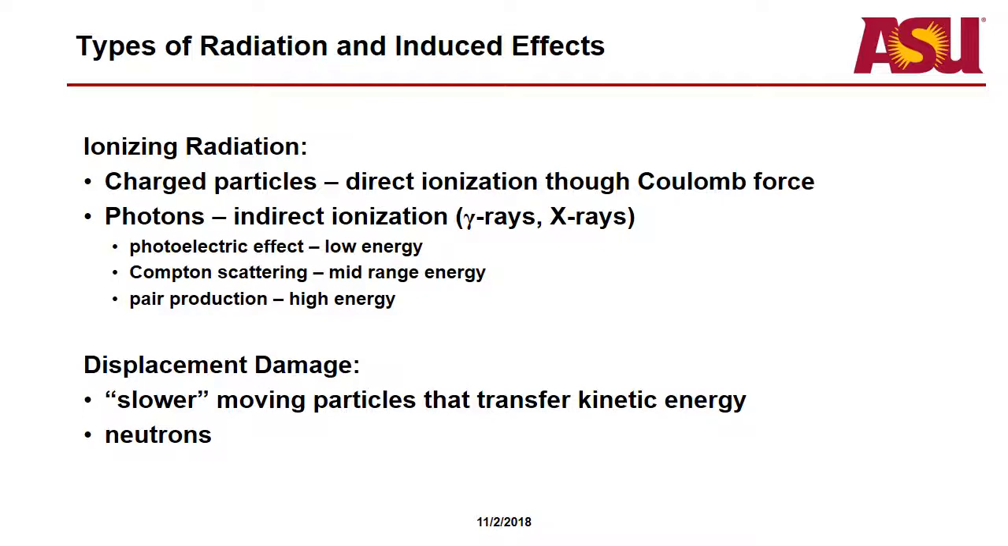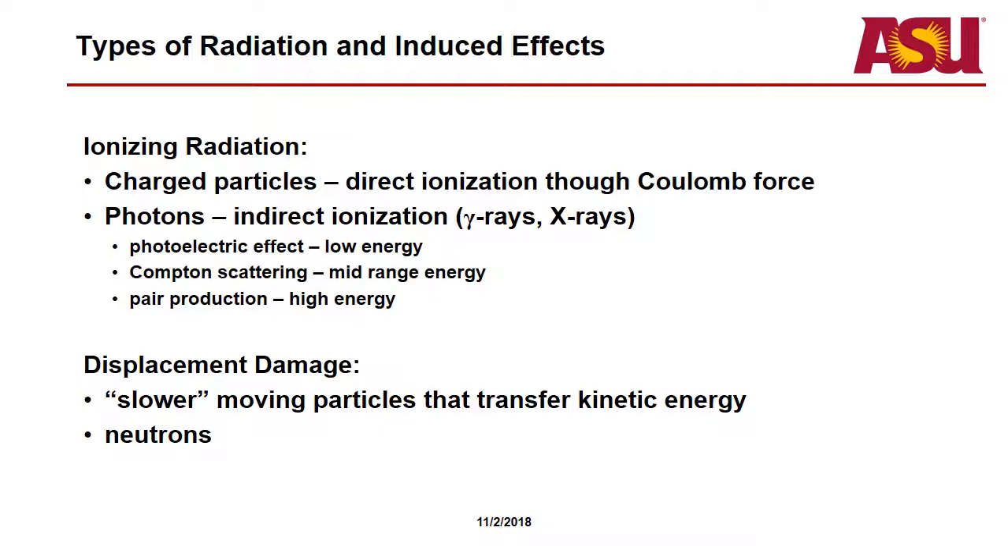So there are different types of radiation. There is ionizing radiation, which are charged particles or photons. Charged particles are what's called directly ionizing. That means that an ion that has some kind of positive or negative charge is going to be essentially shot through the material, and its charge will interact through Coulomb forces with the electrons in the material, transferring energy to those electrons and causing them to be essentially ripped off of their atom and become free.